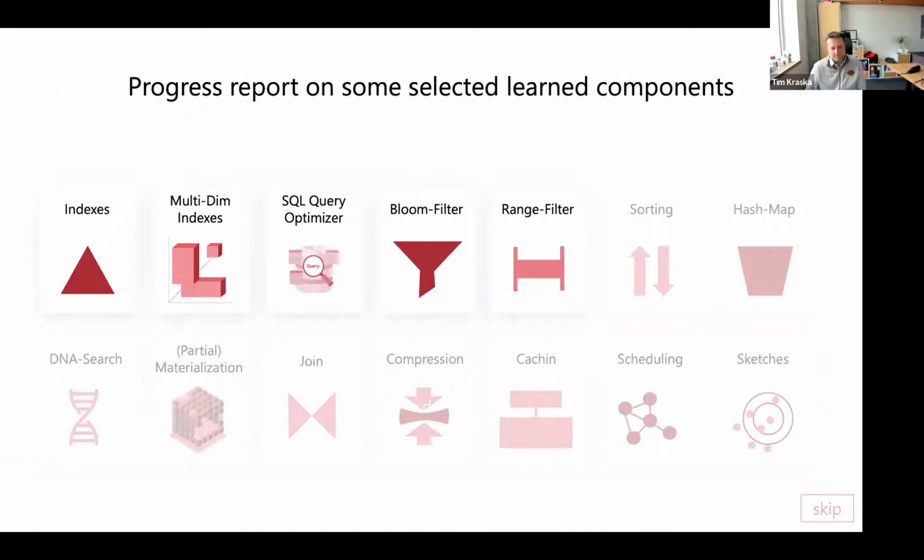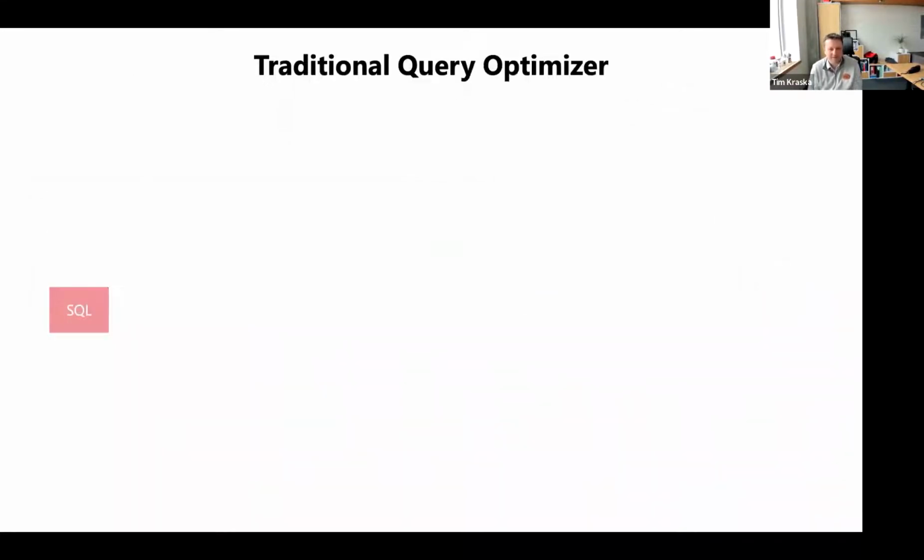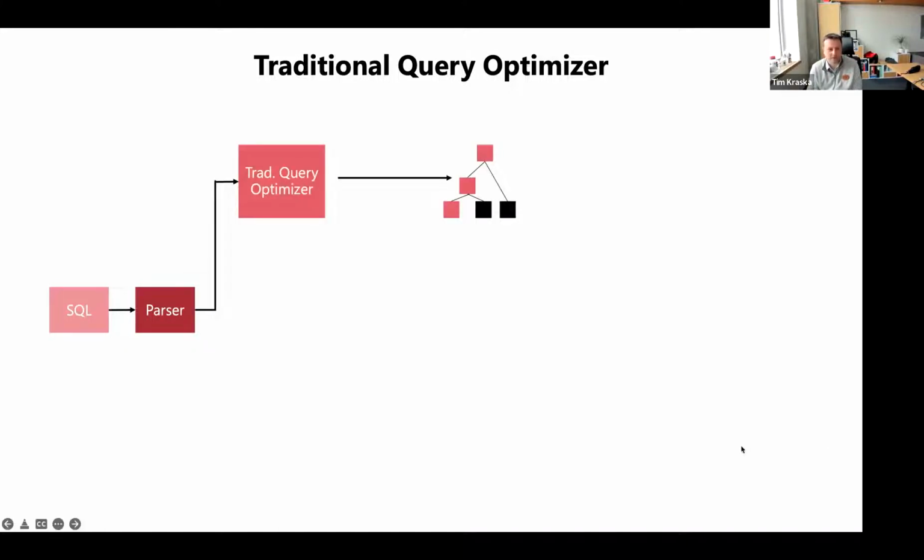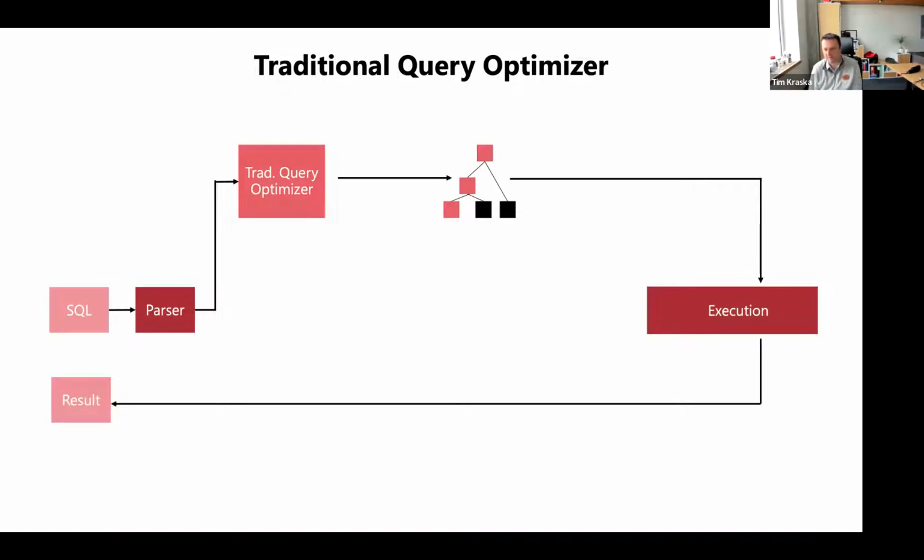Okay, so the last one, I just want to give an indication around query optimization, before I start to wrap up and show you some results of SageDB. So what we also looked into is SQL query optimization. You're probably all familiar with a query optimizer. It takes a SQL query and parses it. Then you have a traditional cost model, which decides what the join order should be and what operations to use. Then this gets executed and you get a result back.